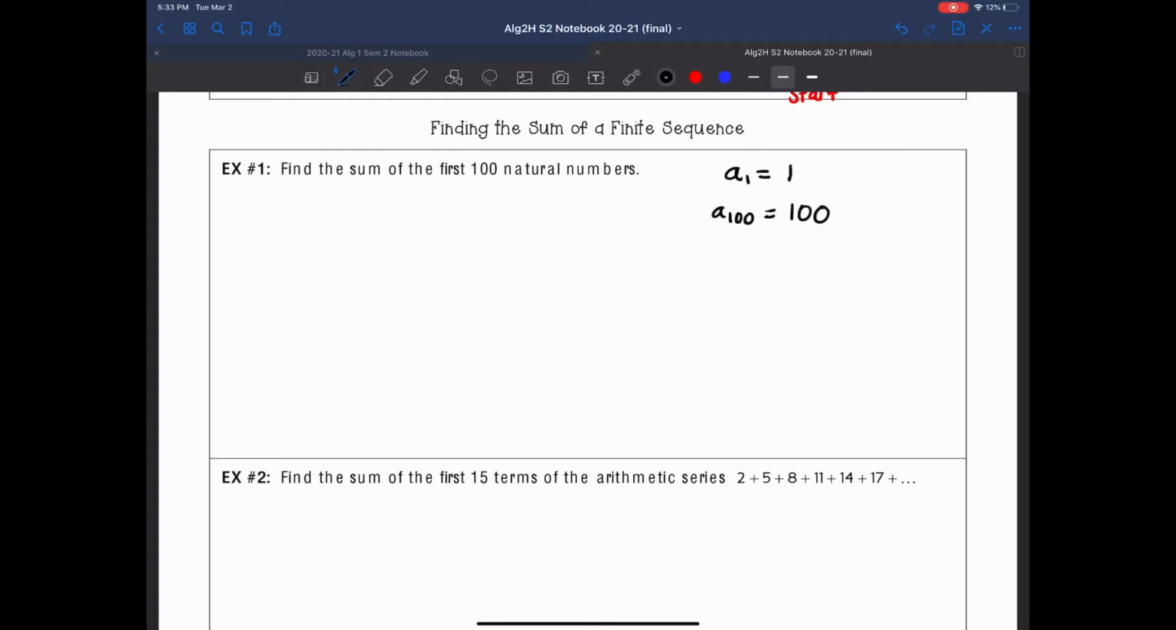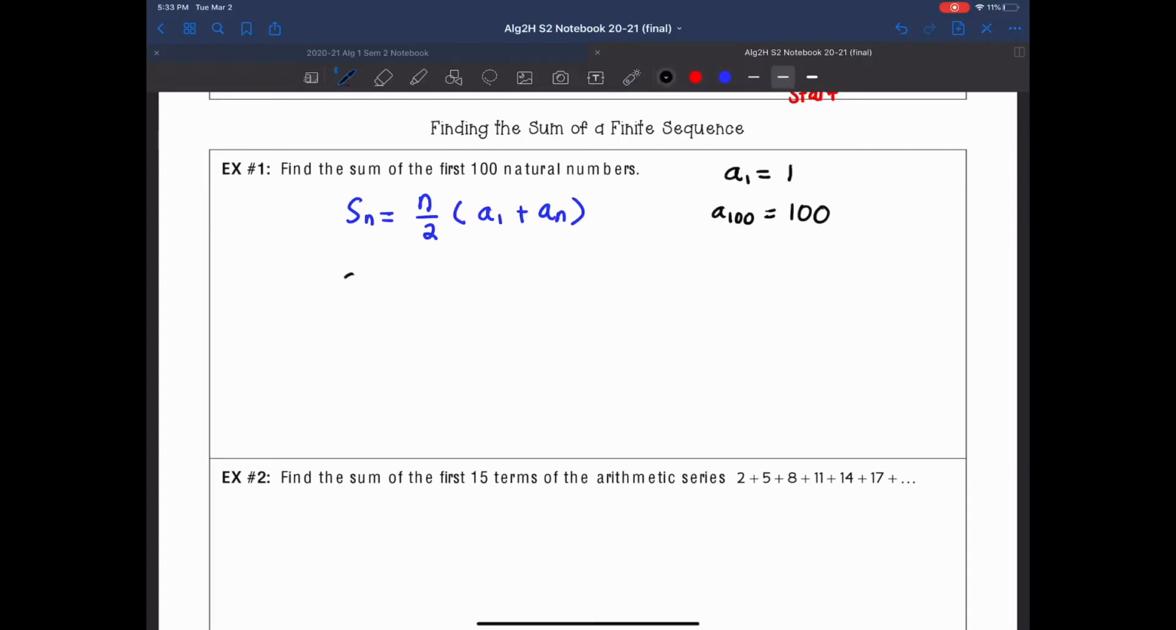On the previous page, we listed a formula that we can use if we know the first term and the last term of a sequence, and we can easily use the formula to find the sum of the sequence. So this formula on the previous page is S sub n equals n over 2 times (a sub 1 plus a sub n). Just keep in mind that n represents the number of terms in your sequence, a sub 1 is the first term of your sequence, and a sub n is the last term of your sequence.